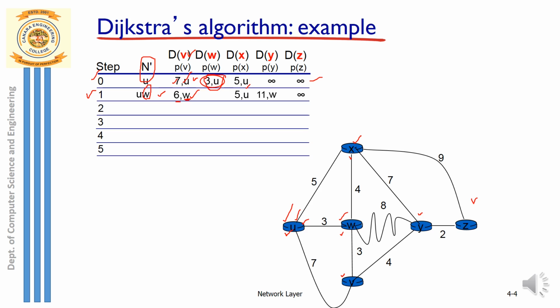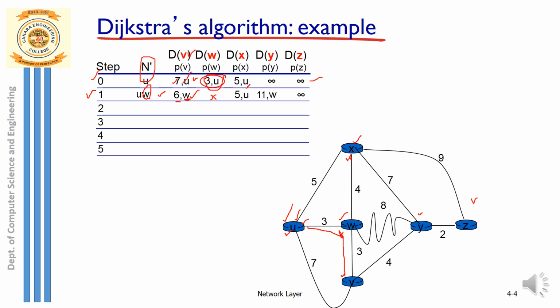So the cost is 6, and we have already found the shortest path from node U to node V via W. Similarly, from node U to W, we already calculated that in the previous step, so no more calculation. Go to the next node, U to X.